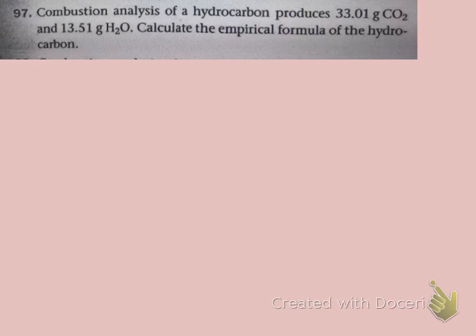In this video, I'm going to show you how to do number 97 and 99 from Chapter 3 homework. Number 97 says combustion analysis of a hydrocarbon produces 33.01 grams of carbon dioxide and 13.51 grams of water. Calculate the empirical formula of the hydrocarbon. So there's quite a few important pieces of information. Our goal is to find the empirical formula.